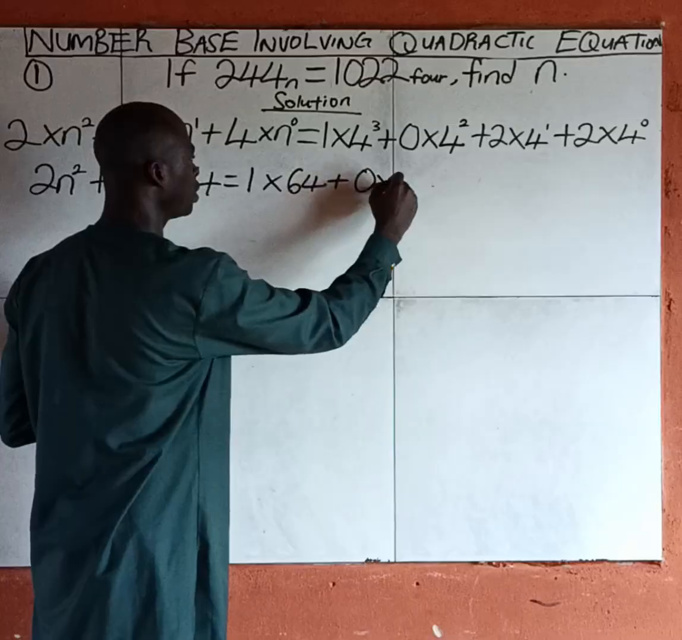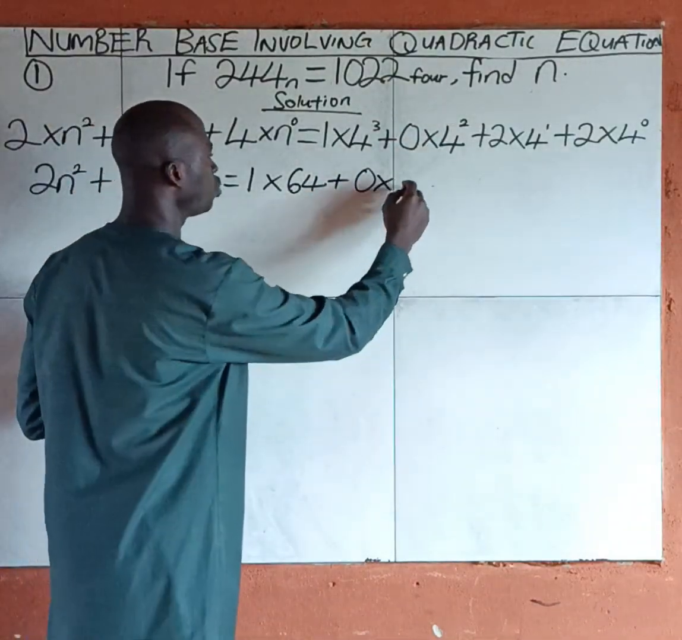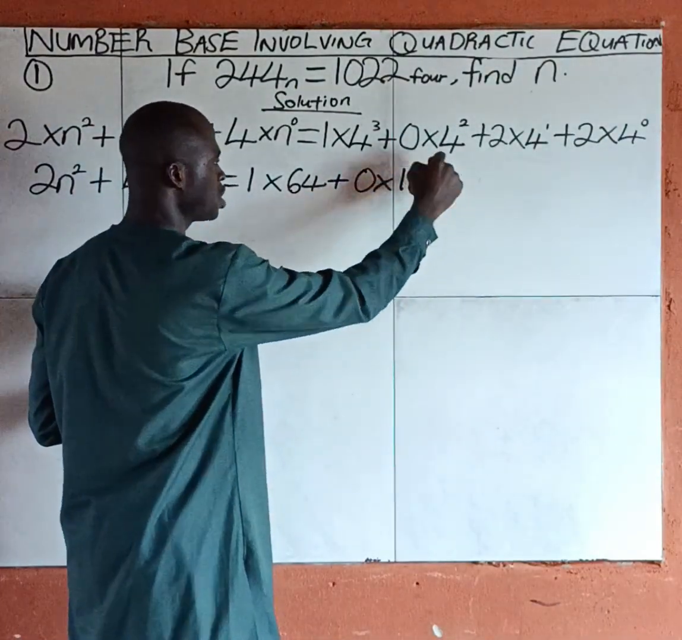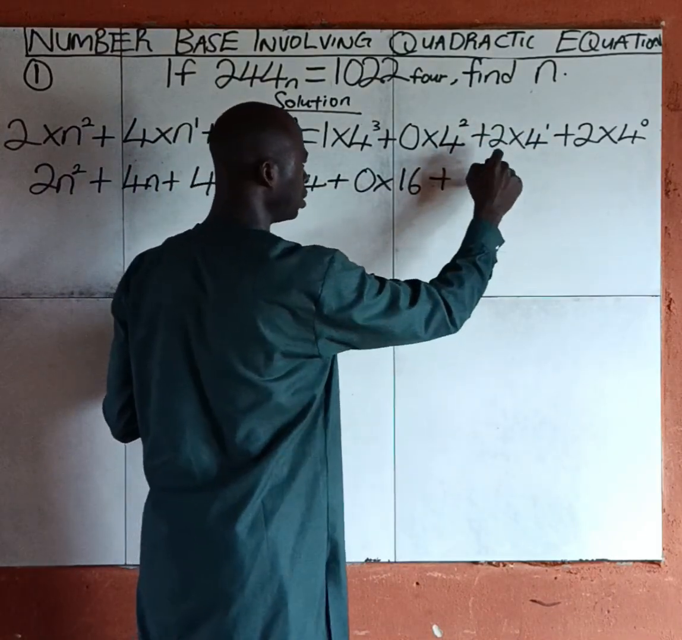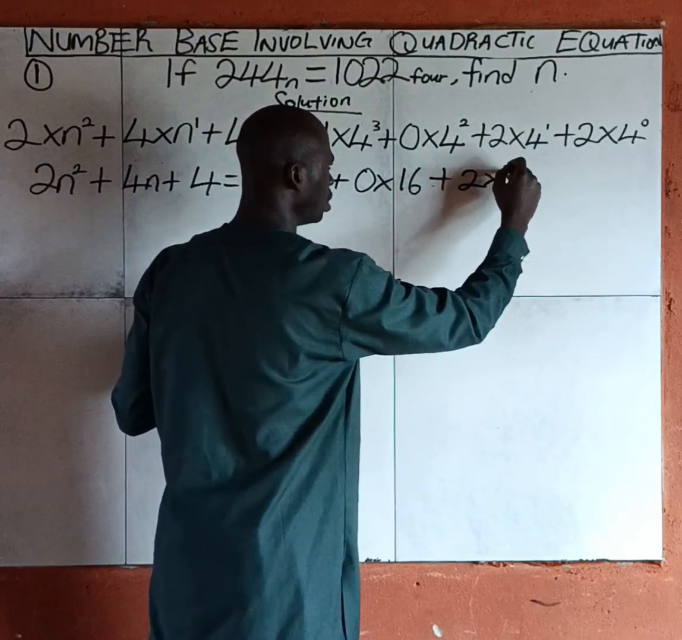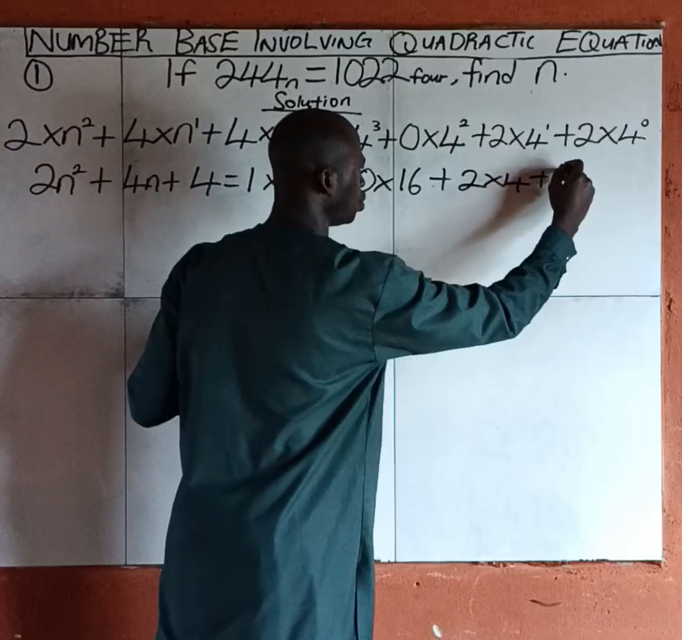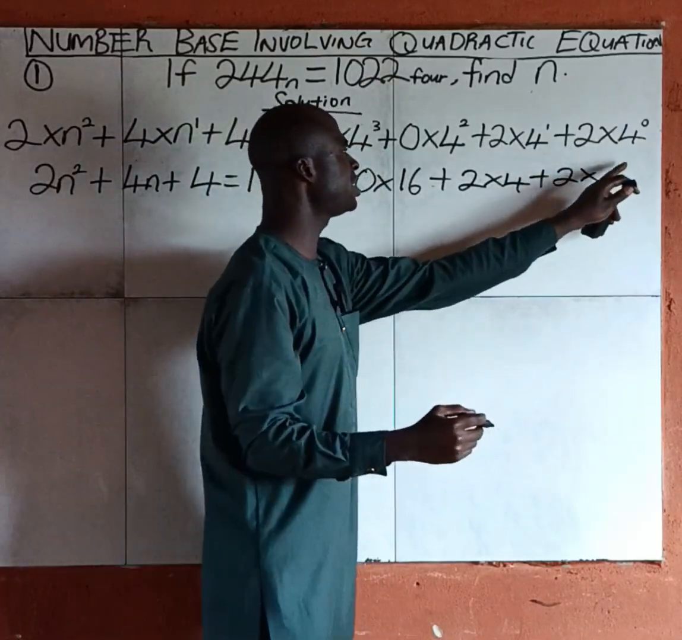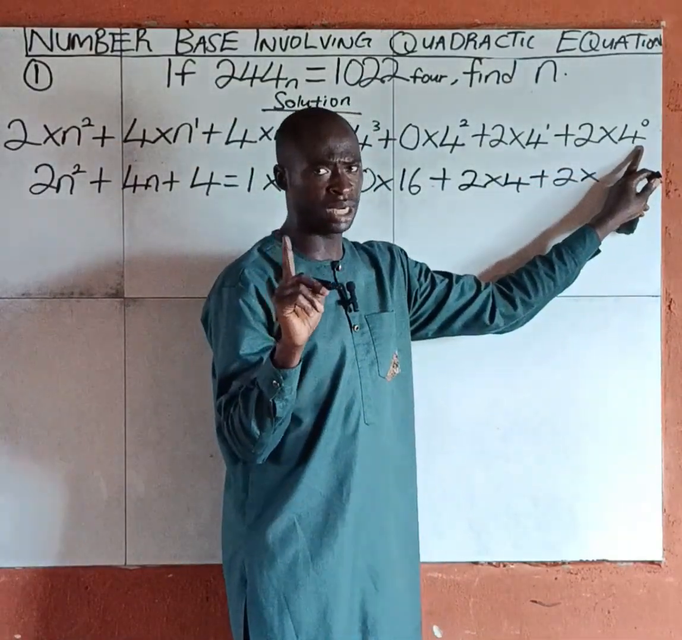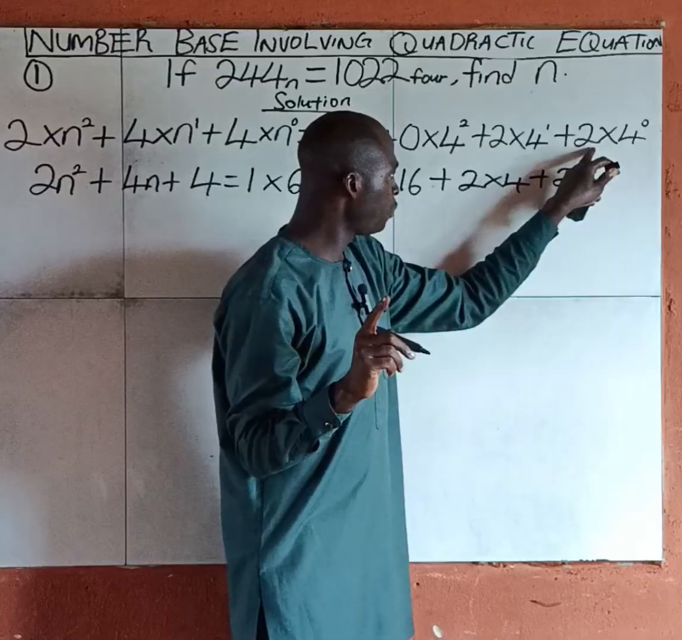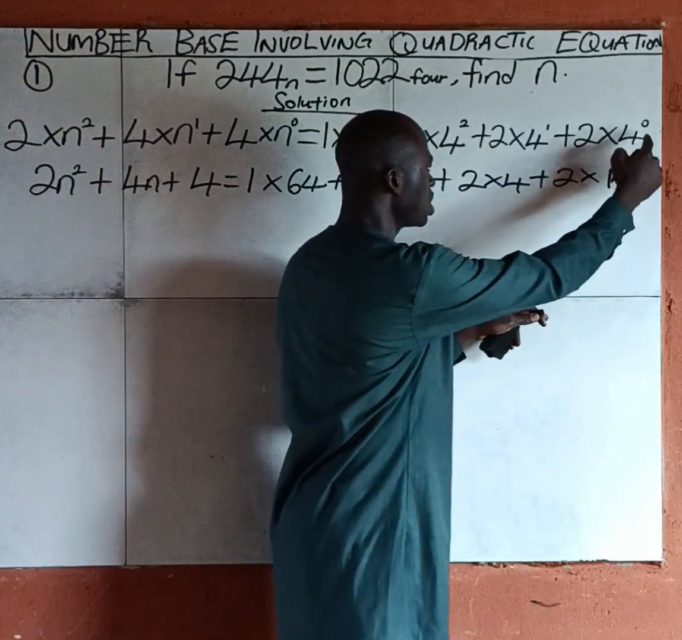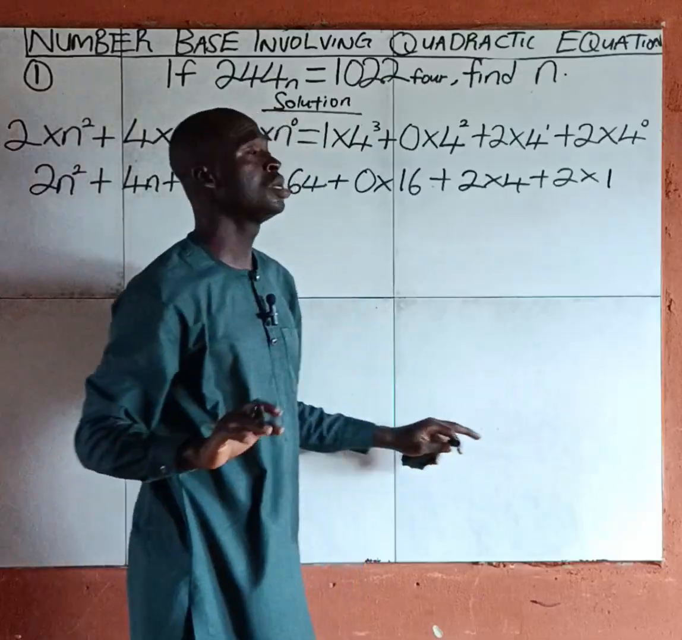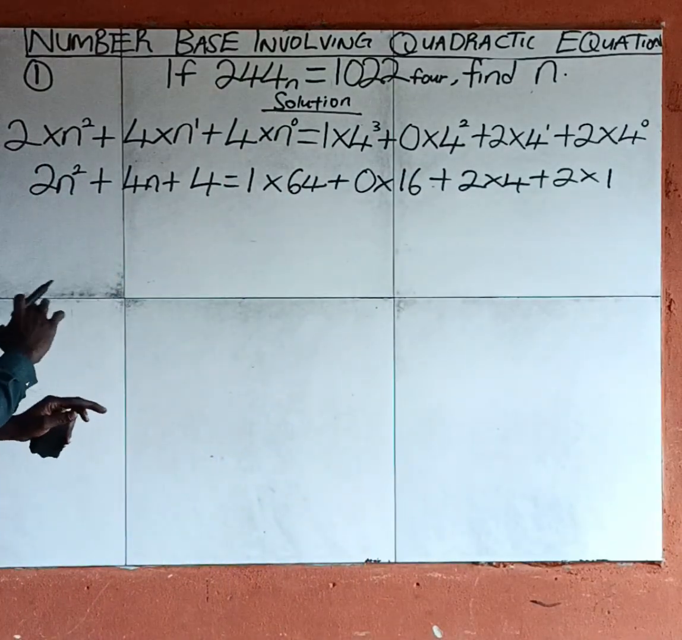Now here becomes 0 multiplied by 4 raised to the power of 2, which will give us 16. Plus 2 multiplied by 4 raised to the power of 1. Then 2 multiplied by, now anything raised to the power of 0 is 1 in mathematics. So we say 2 times 1, because anything raised to the power of 0 is 1. So we'll come back to this place and simplify further.